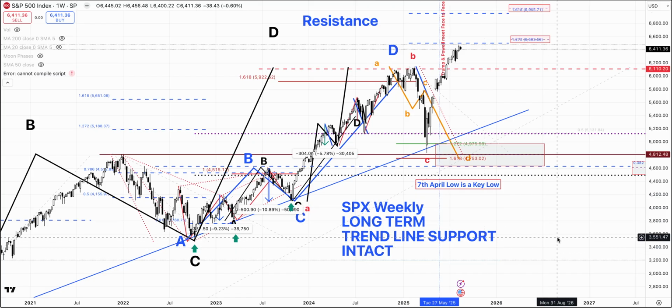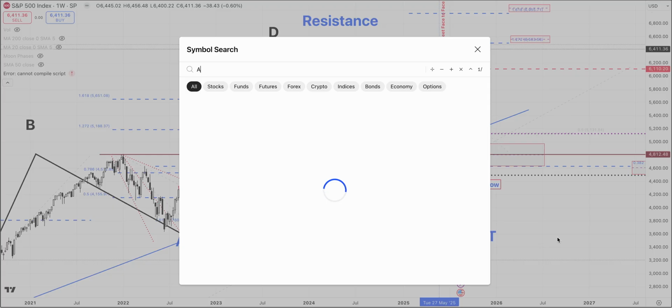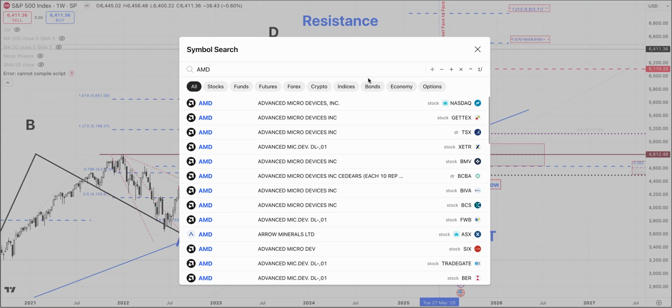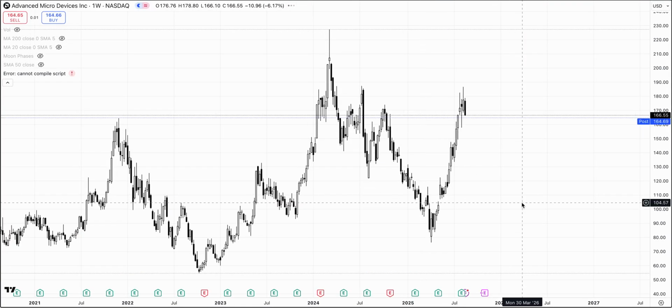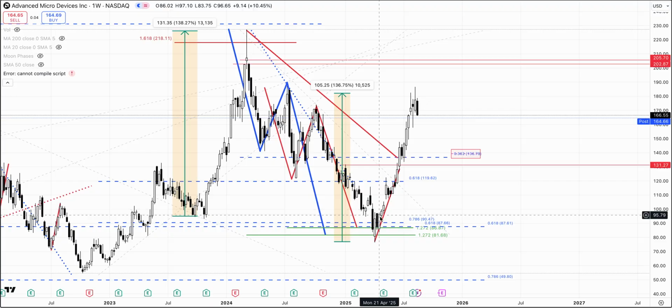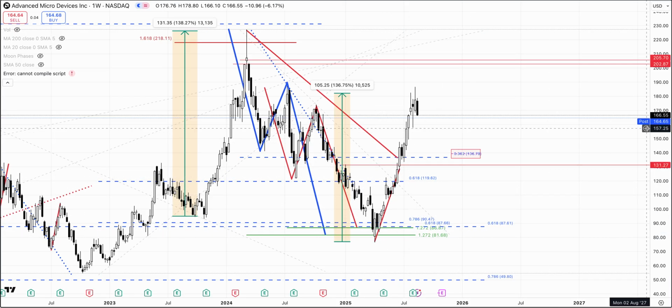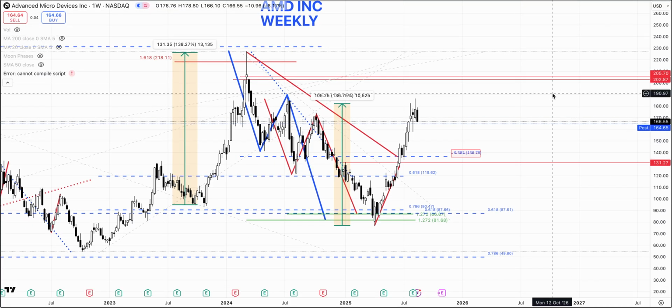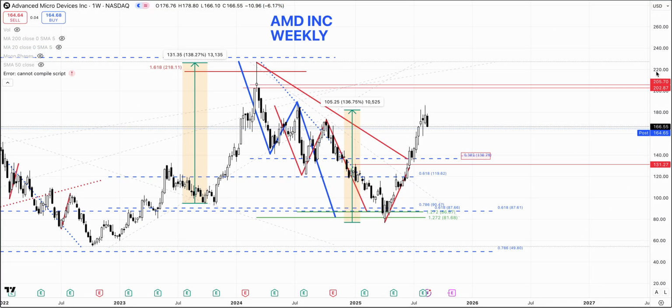Okay, so let's actually start by taking a look at our tech stocks. So let's start by taking a look at AMD. So the AMD stock, we were getting bullish around here, but we were cautiously bullish. We were watching for several of these market symmetry concepts right here.